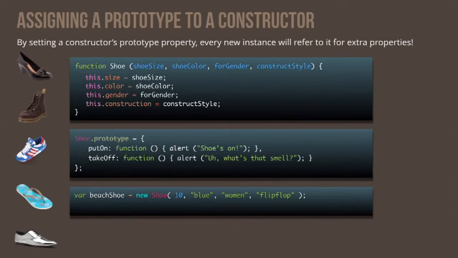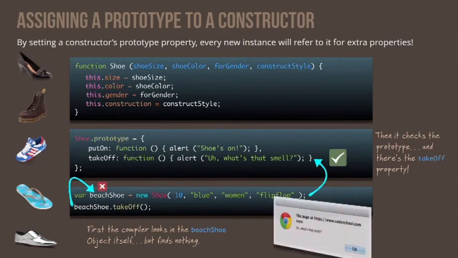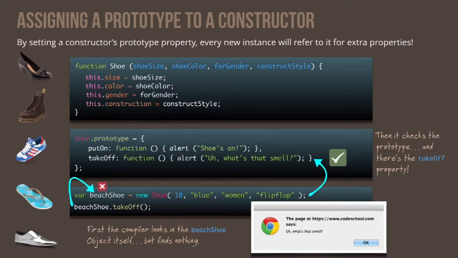But then what happens when we do beachshoe.takeoff? Well, that's a method that beachshoe does not find in itself. So what it does is it looks up to its prototype. What is its prototype? Well, that would be shoe.prototype. So it looks up there and it says, hey, shoe prototype, do you have the takeoff method? Shoe prototype nods and says, yes, I do, and you may use it. As a result, we get the alert message, what's that smell?